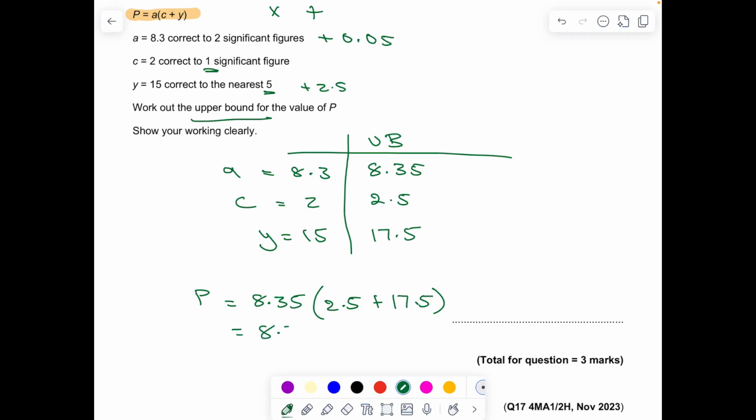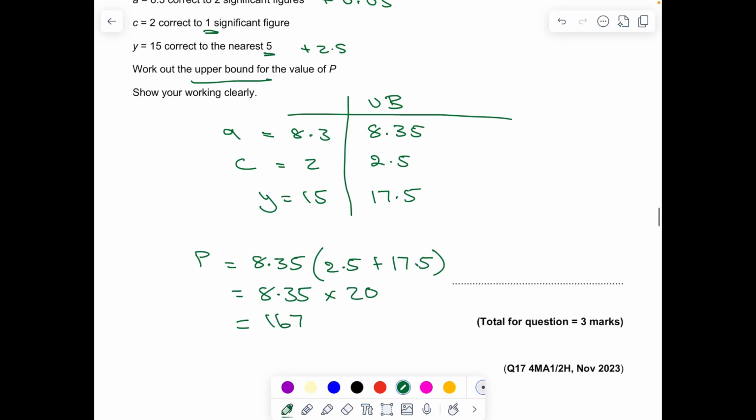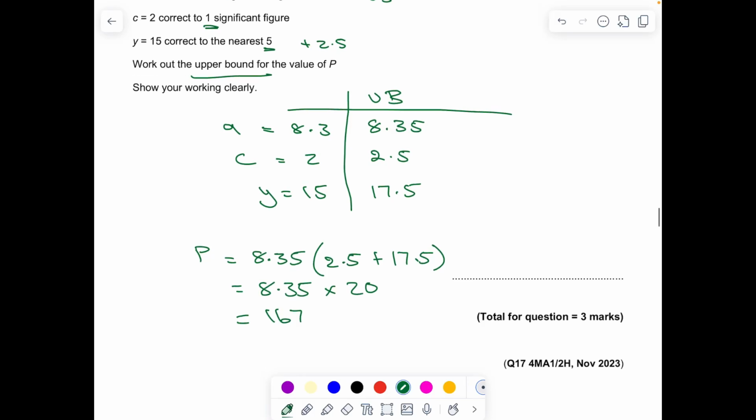So 8.35 times, okay, do what's in the brackets first. So 2.5 plus 17.5 is 20. So 8.35 times 20 is 167. So 167 is your correct answer.